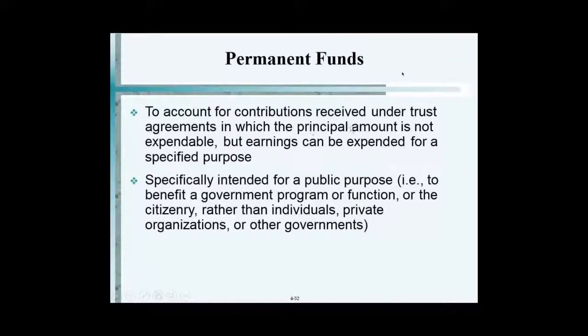Second, only the earnings can be spent, not the principal amount. The principal amount has to be kept intact. And we'll look at variations as we go through the course.